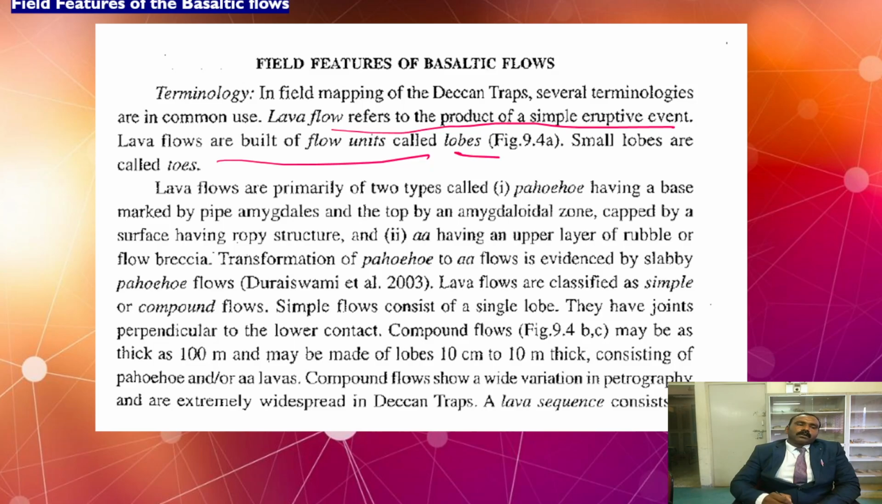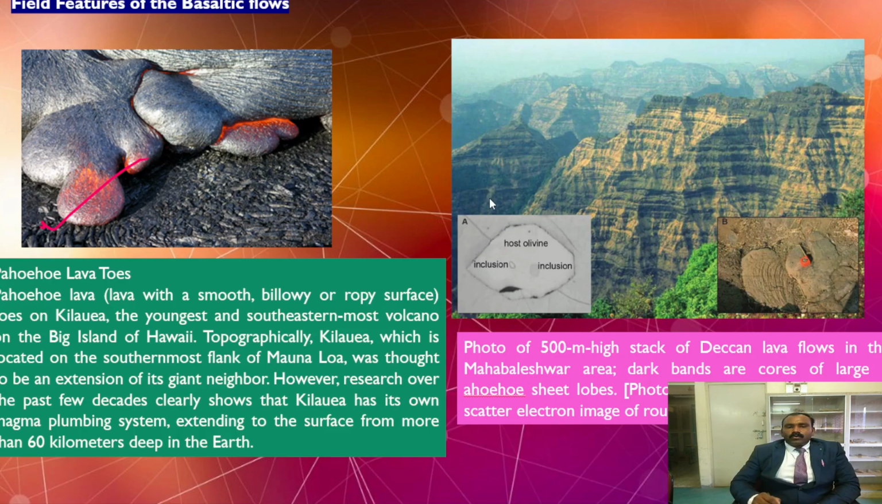These are the Pahoehoe lava toes. And this photo of the 500 meter high stack of the Deccan lava flows of the Mahabaleshwar area shows a Pahoehoe sheet, and that Pahoehoe sheet shows a backscattered electron image, and those are the rounded glass inclusions. Those are equivalent to Kilauea and the other kinds of volcanic eruptions in the world.